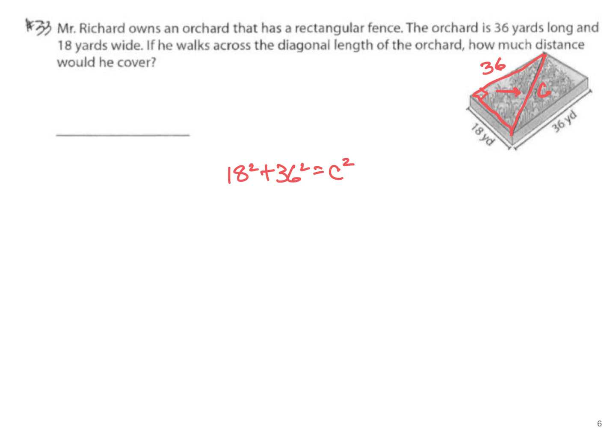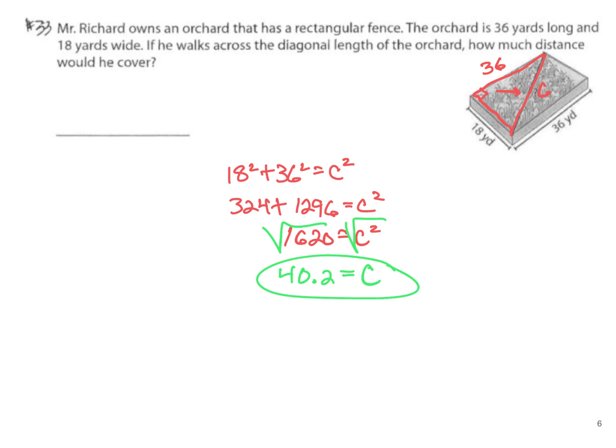So we have 18 squared is 324, 36 squared is 1296, and the 324 plus the 1296 together is 1620. And again, the opposite of square is square root, so we're going to square root both sides, leaving this C by itself. And our answer is going to be 40.2, and it will be yards.